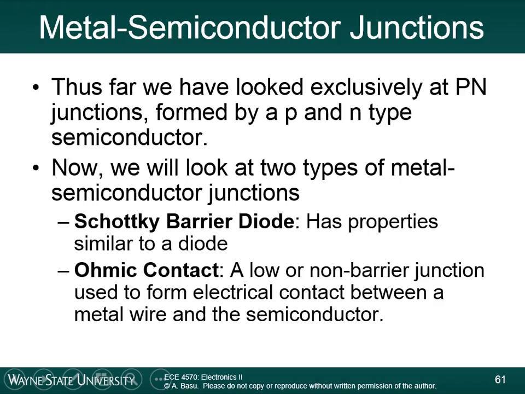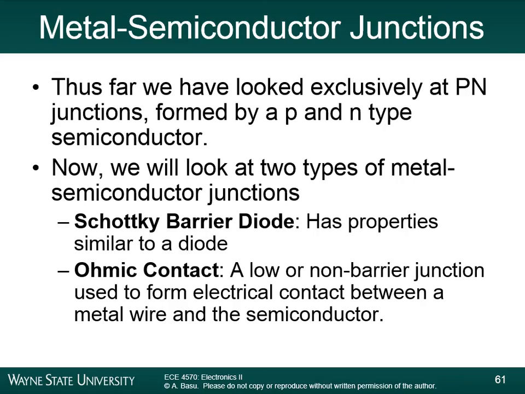So far, we've looked exclusively at PN junctions. That's what happens when you put a P and an N-type semiconductor next to each other. And in our clean room lab, you saw how a diode is fabricated, you saw how to test it, and you actually see that the forward bias and reverse bias characteristics that we've seen in class end up in practice as well.